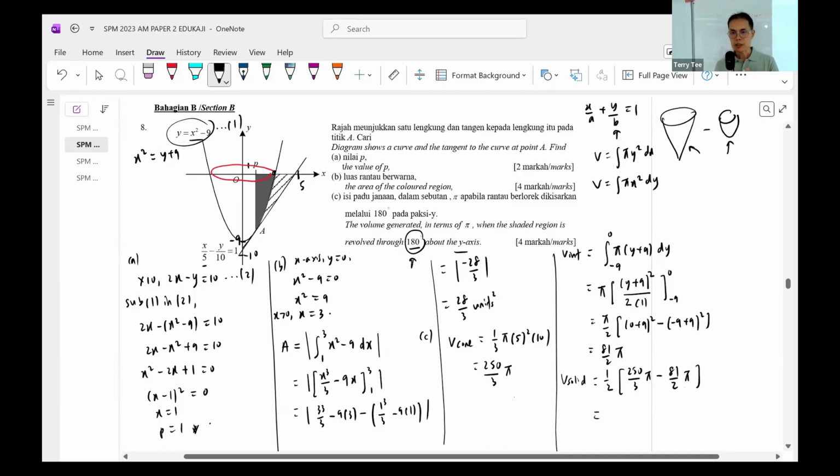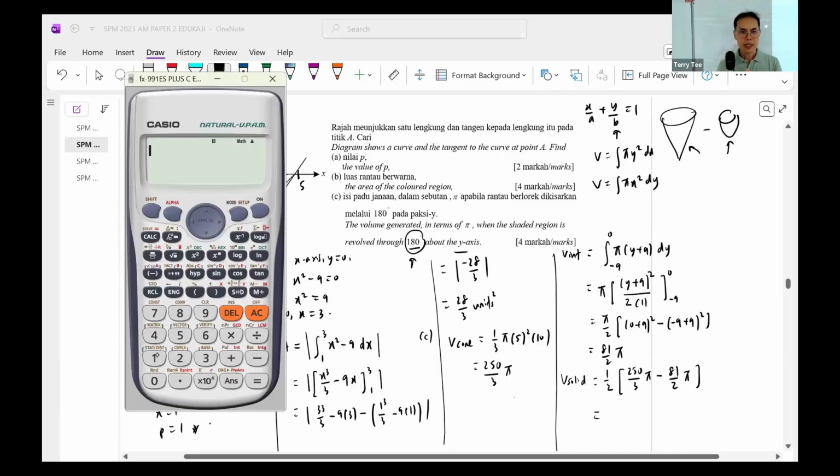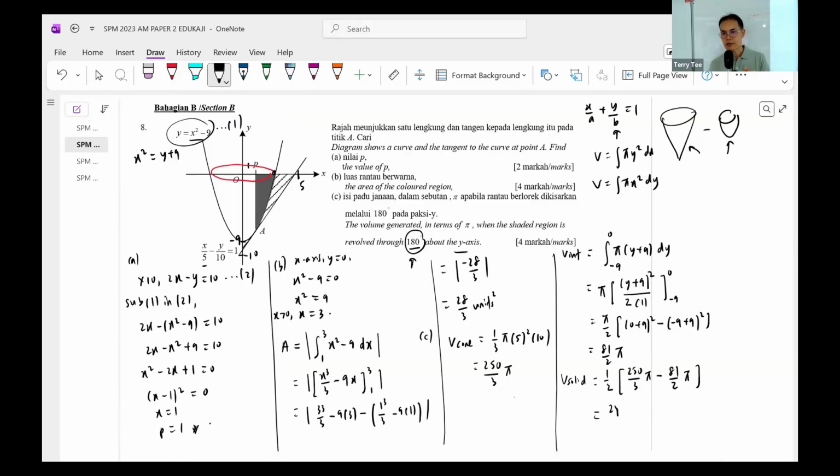So let's use our calculator. Half of 250 divided by 3 minus 81 divided by 2. You will get 257 over 12 pi unit cube. Yep.